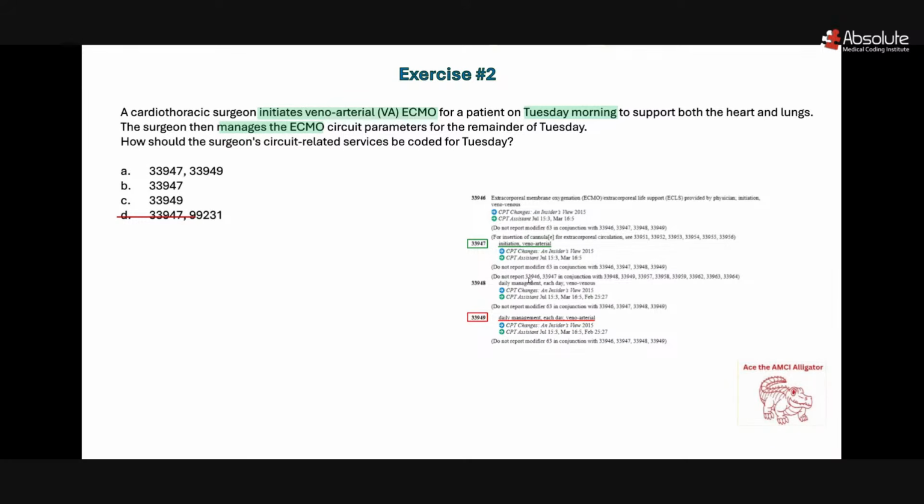And the CPT code 33947, that is a good code. It is coding for ECMO initiation, veno-arterial. That's what happened here. And then we have 33949, which is for daily management. And yes, daily management was also performed in this scenario.